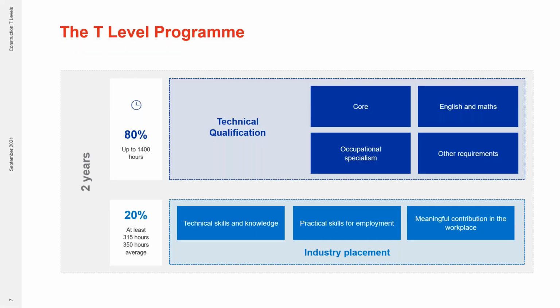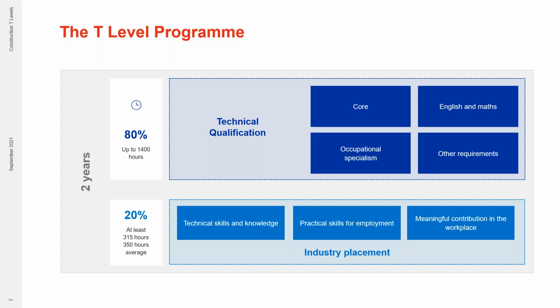So looking at the T-level programme, in particular these two elements: the TQ content and the industry placement. Just looking at the TQ, it's up to 1,400 hours again over the 2 years, and they'll do the core component within the TQ, and they'll do the occupational specialism, and we'll move on to those shortly for construction and BSE. Then you've got the other requirements, which could be anything, such as license to practice or CSCS or any other elements required to get learners through an FE programme. And then you've got the English and maths element as well.